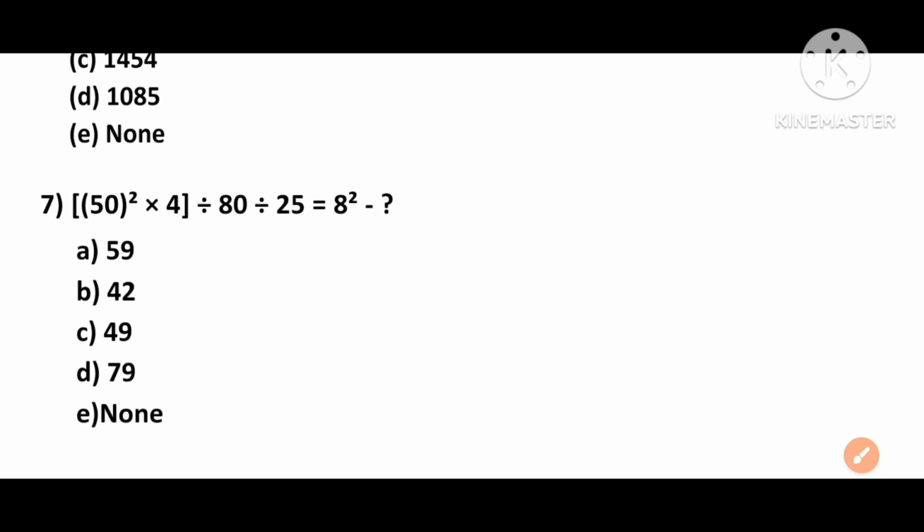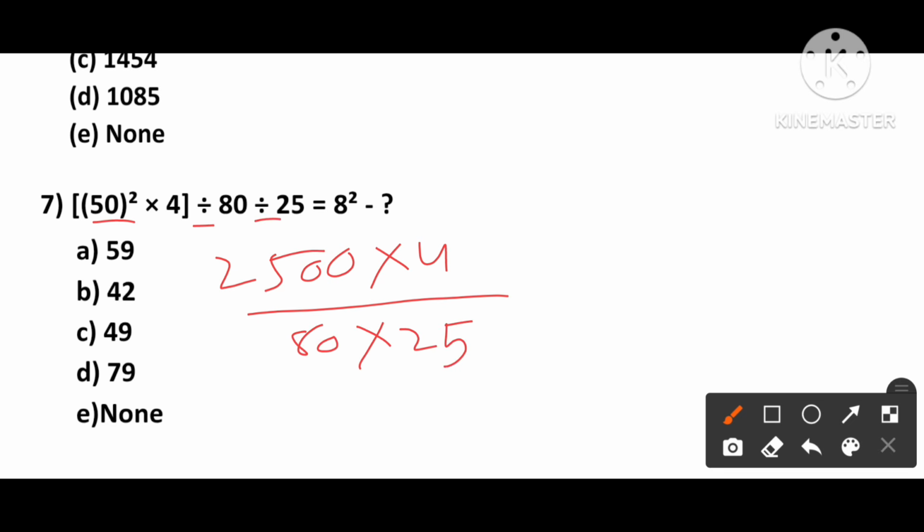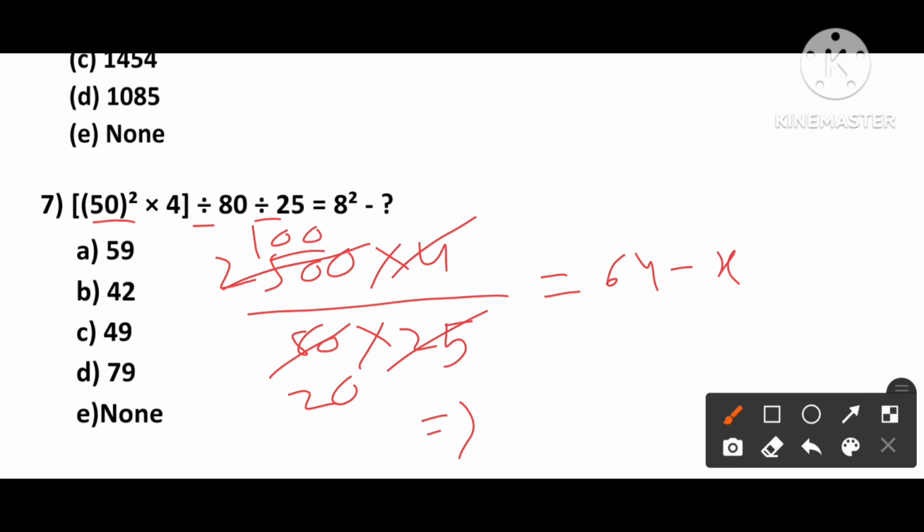Next, seventh question. Here we see 50 square, which will be 2500 into 4 divided by, we see 2 times division. So means 80 into 25. Okay, equals to 8 square, which will be 64 minus x. So 25 100 times 4 20 times 25 times. So what we have is 5 equals to 64 minus x. So x value will be 64 minus 5, which will be 59. Answer is 59. Option A is the answer for this question.